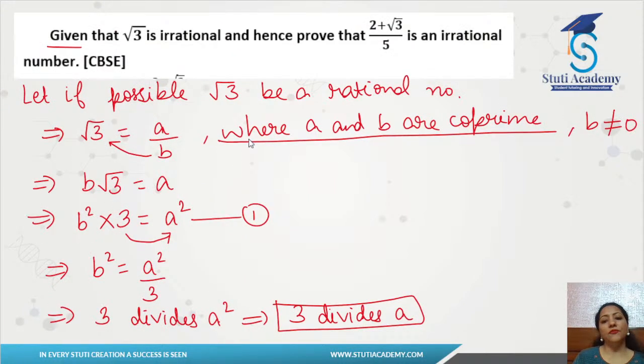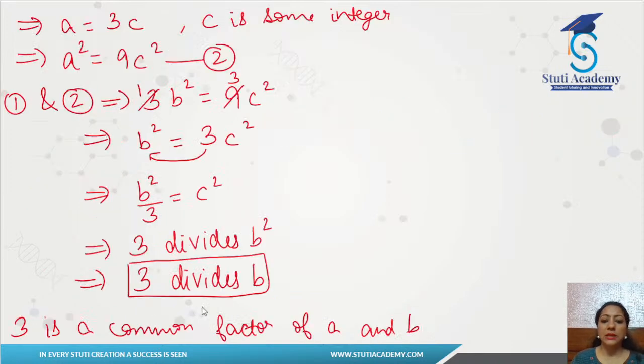Now if 3 is a common factor of A and B, this contradicts that A and B are co-prime. Right in the beginning, we took A and B as co-prime numbers. That means we said that A and B have only one as the common factor, nothing else except that. But now we are saying that 3 is a common factor of A and B. So this is a contradiction. That means our assumption was wrong.